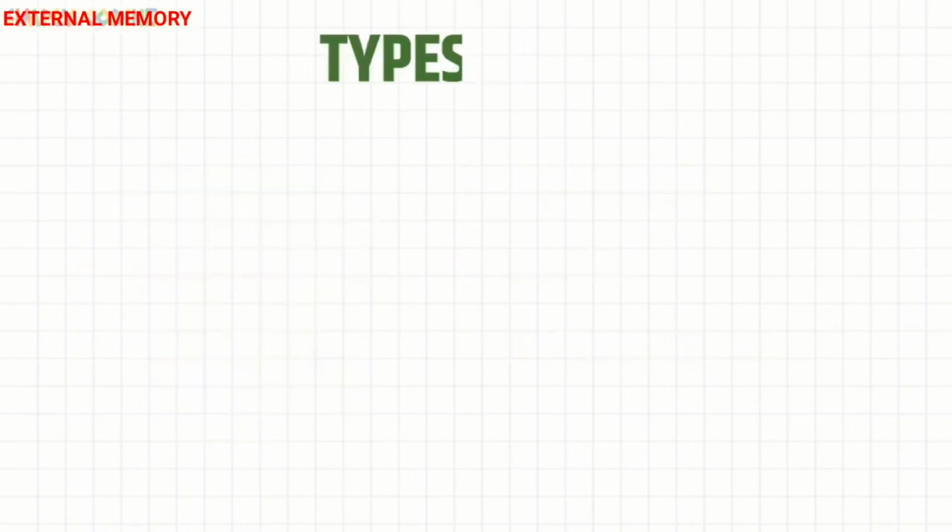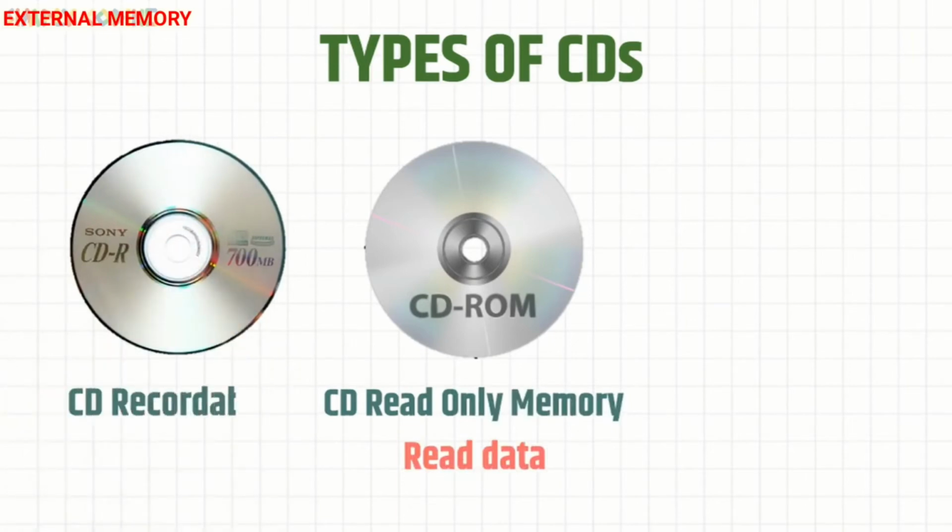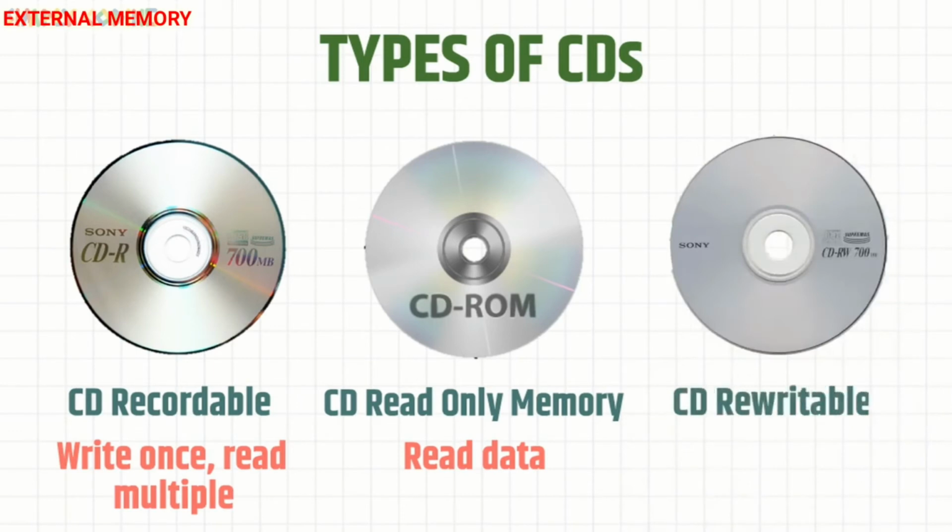They come in three types. First, CD-ROM, called CD read-only memory, from where we can only read data. CD recordable, where data can be written only once and can be read multiple times. In CD-RW or CD rewritable, data can be written multiple times. It is also known as erasable CD.